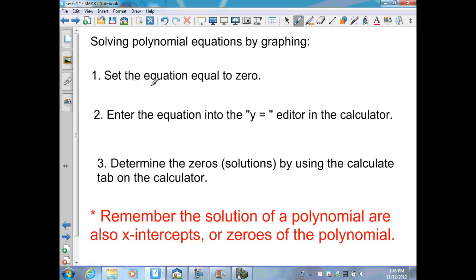Step 1, we want to set the equation equal to 0. Step 2, enter the equation into our y-editor in our calculator. Step 3, to determine the zeros or solutions, we're going to use the Calculate tab on our calculator. And remember, anytime I'm looking for a solution of a polynomial, they are the x-intercepts and zeros of the polynomial.